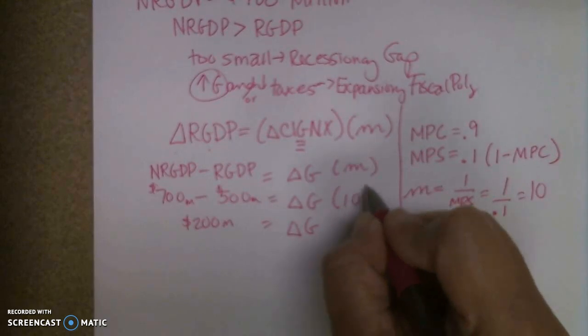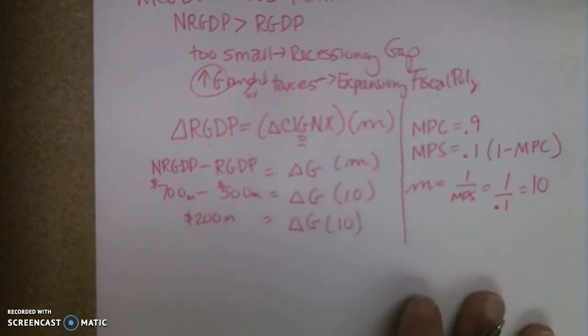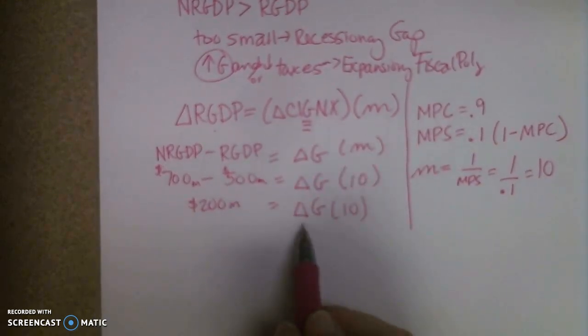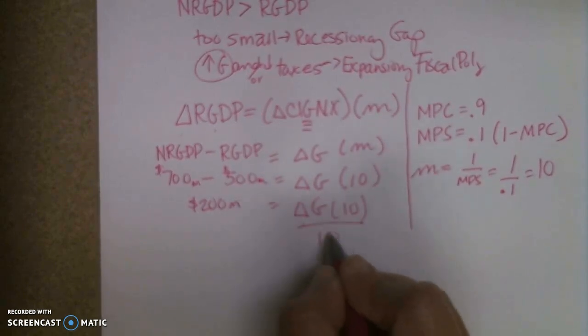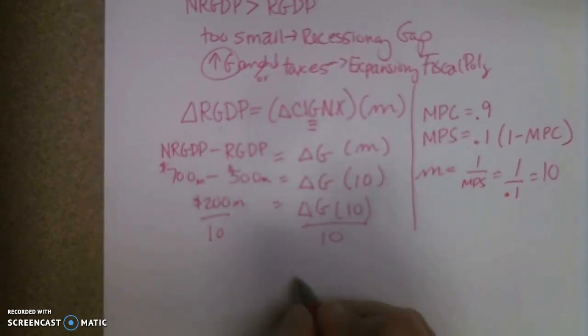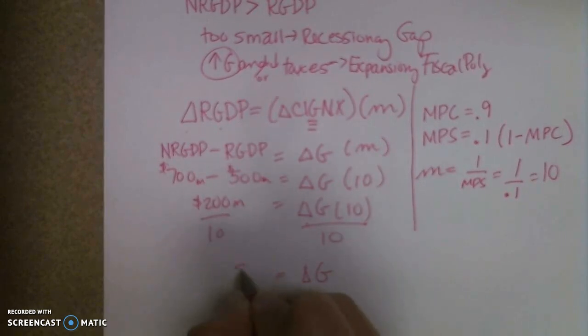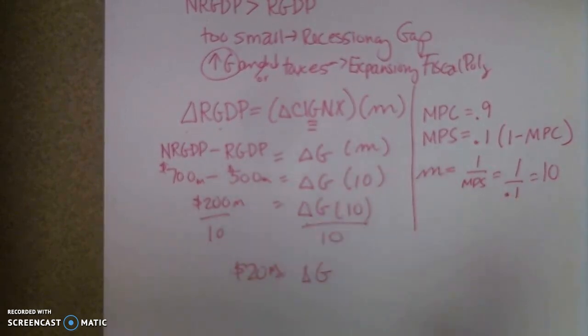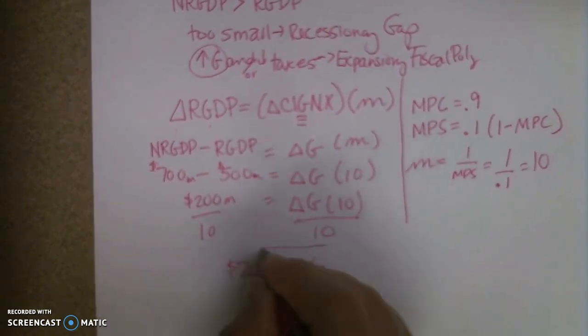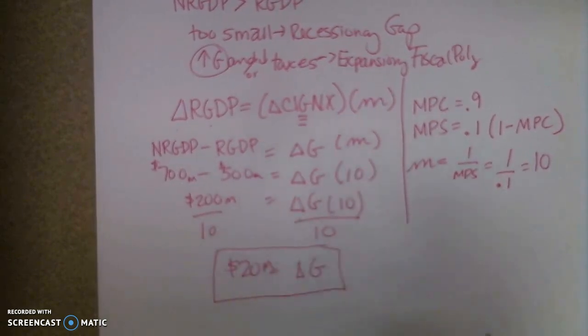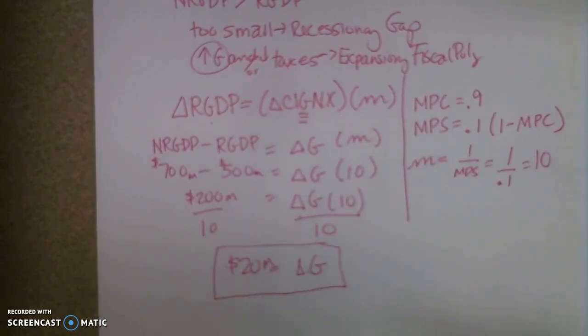So we'd put 10 in here, and I'll just drop the 10 down. So how do we get the change in government spending by itself? Divide each side by 10. And our change in government spending is going to be $20 million. So in order to get out of this recessionary gap, our government would have to increase their spending $20 million.